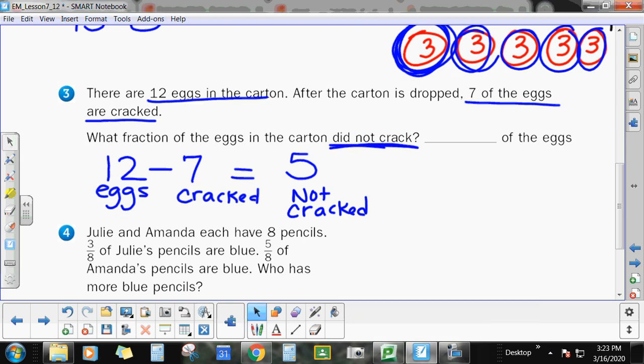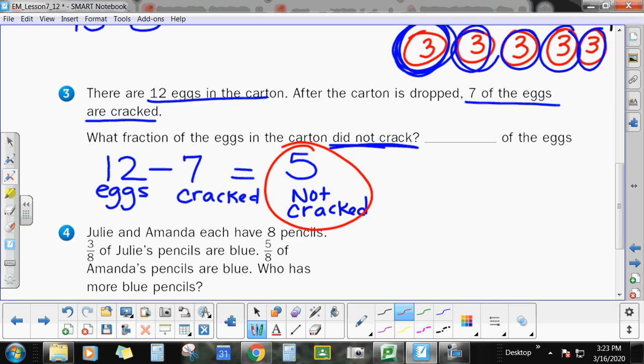So I'm looking for this number here. This is what did not crack. Okay? 5 eggs did not crack. Out of how many? What were the total number of eggs? 12. Okay? 5 out of 12 eggs did not crack.